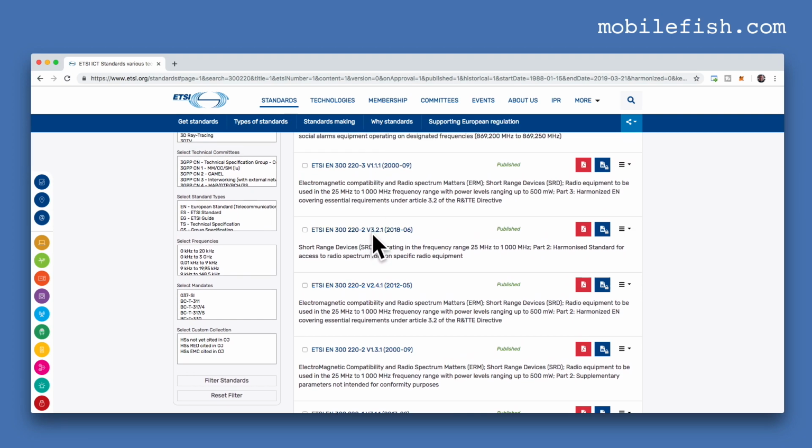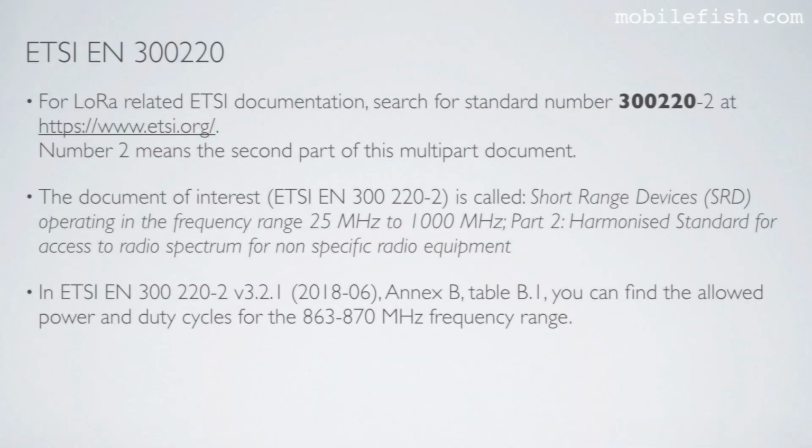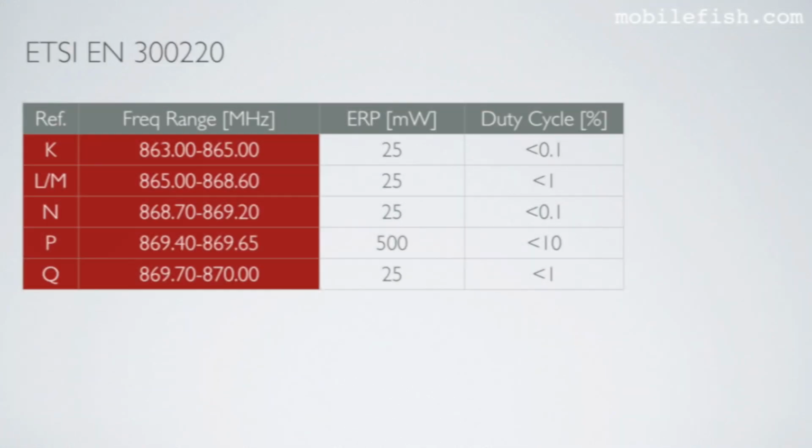Okay, this is the document we need. The document is called Short-Range Devices Operating in the Frequency Range 25 MHz to 1000 MHz, Part 2, Harmonized Standard for Access to Radio Spectrum for Non-Specific Radio Equipment. When you download this document and search for Annex B, Table B1, you can find the allowed power and duty cycles for the 863 to 870 MHz frequency range. I have put the relevant information in this table.